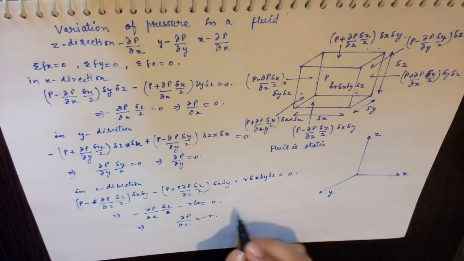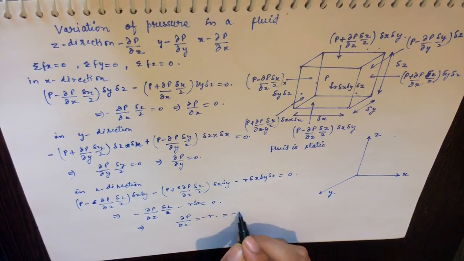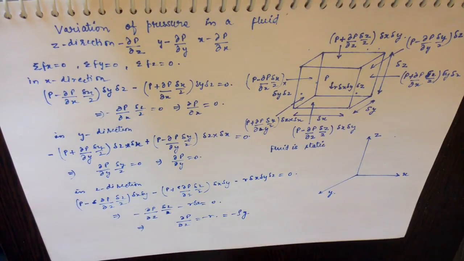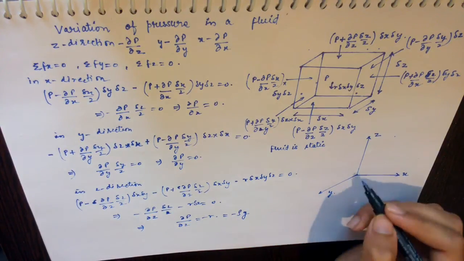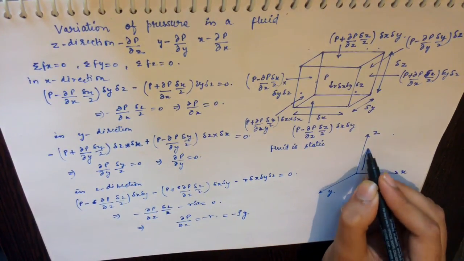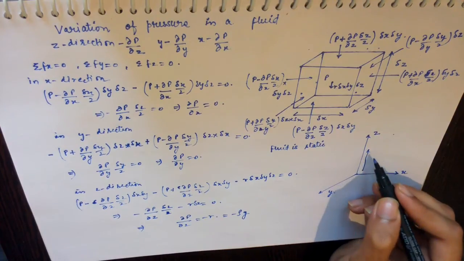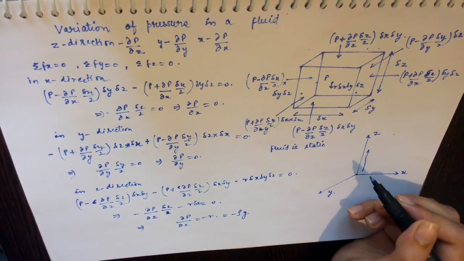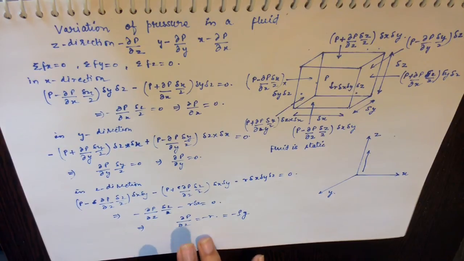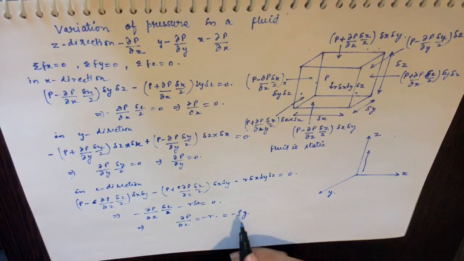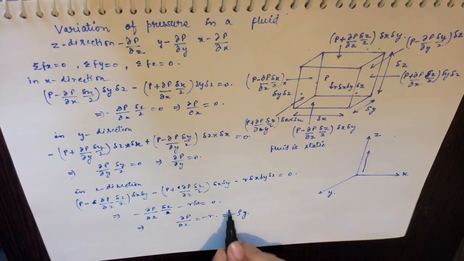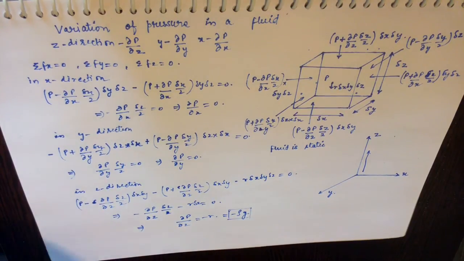So we are getting that if we move in the direction of z, the variation of the pressure comes to be minus gamma, which is nothing but the product of the density of the water and the universal gas constant. The negative sign shows that if we move upward in the z direction, the pressure will decrease. So the rate of pressure variation in the z direction comes to be negative gamma. By this we can see that if we go downwards in the water, the pressure will increase.